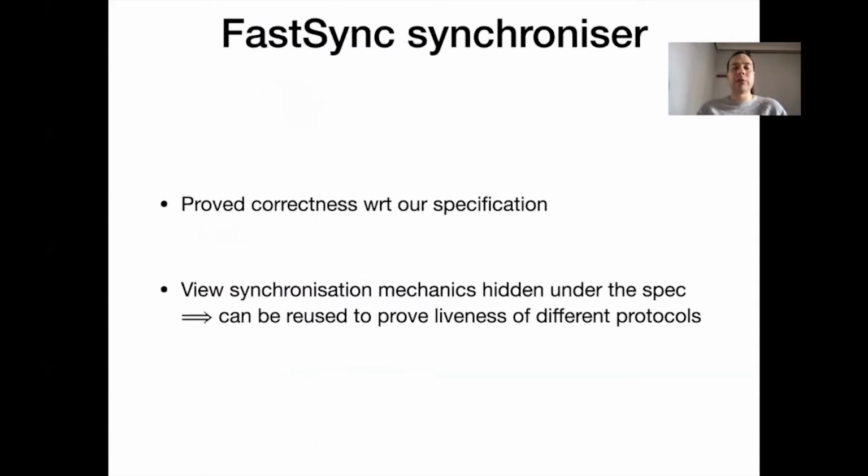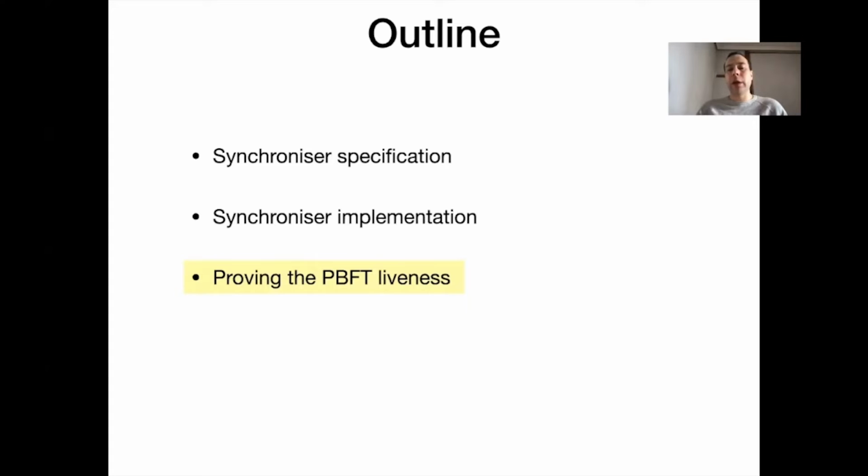Now I tried to illustrate by example why it satisfies the specification that I presented to you before, but we actually proved correctness of the synchronizer formally. The proof is kind of complicated, but the good news is that it has to be done only once. And then after this, view synchronization mechanics can be hidden under the specification of the synchronizer that I presented to you before. And that means that it can be reused to prove liveness of different protocols. And in the remaining bit of the talk, let me illustrate how we actually use the specification of the synchronizer to prove the liveness of PBFT.